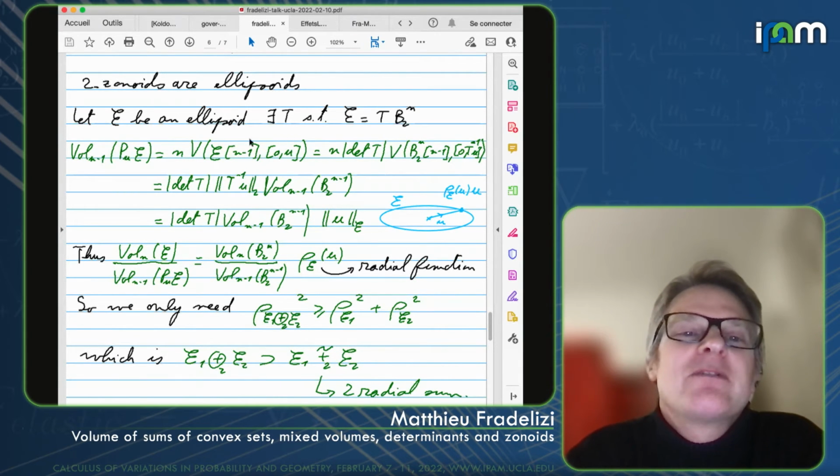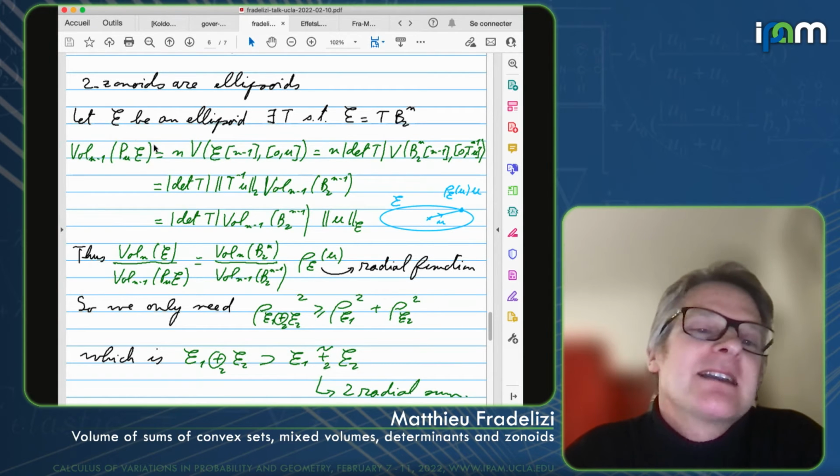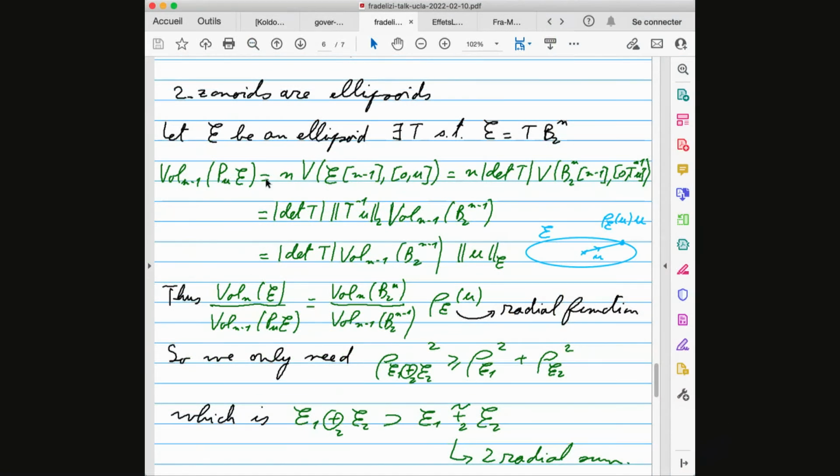And so if you have an ellipsoid, you have a nice relation between the volume of the projection of this ellipsoid and the volume of the ellipsoid. And let's check what it is. So the volume of the projection you can recover with the mixed volume. So you all know what the mixed volume is. So first, an ellipsoid you can write as a linear image of the Euclidean ball. And so the volume of the projection is n times the mixed volume of E taken n-1 times and the segment [0,u].